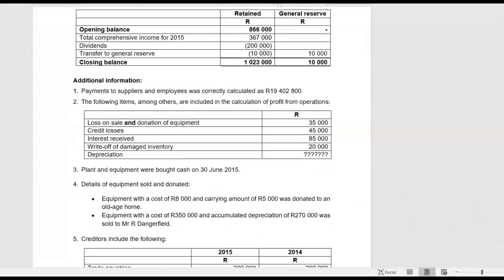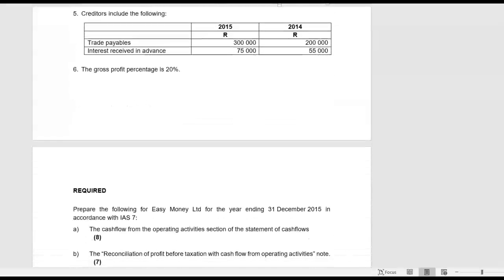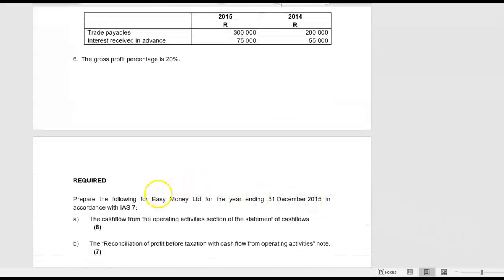Now, let's just see what they ask. Prepare the following for Easy Money for the year ended 31 December 2015 in accordance with IAS 7. The cash flow from operating activities section of the statement of cash flow and the reconciliation of the profit before tax with the cash from operating activities. That's not cash from operating activities now. Okay.